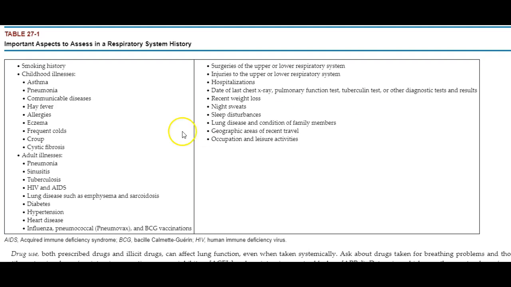I want you to look at this and look at the aspects to assess in respiratory assessment. You're asking them about a smoking history, childhood illnesses, adult illnesses, any surgeries, recent hospitalizations, what was their last chest x-ray, any night sweats, problems sleeping at night, shorter breath when they walk, shorter breath just walking from the bed to the bathroom, or going up a flight of steps. All of these are part of our respiratory assessment.